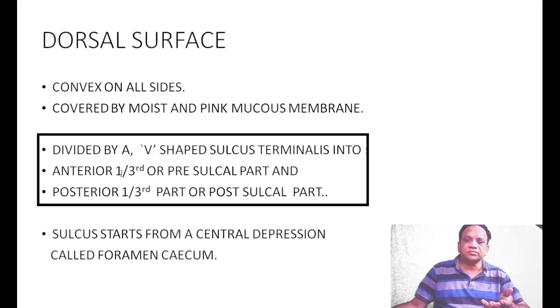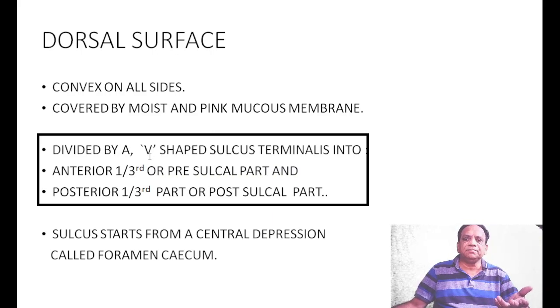If you see here, just what we mentioned a little bit earlier, the dorsal surface is convex on all sides and covered by the moist and pink mucous membrane, and it is divided by a V-shaped sulcus, what we call sulcus terminalis, into an anterior 2/3 and a posterior 1/3 part. We can call it the pre-sulcal part and post-sulcal part.